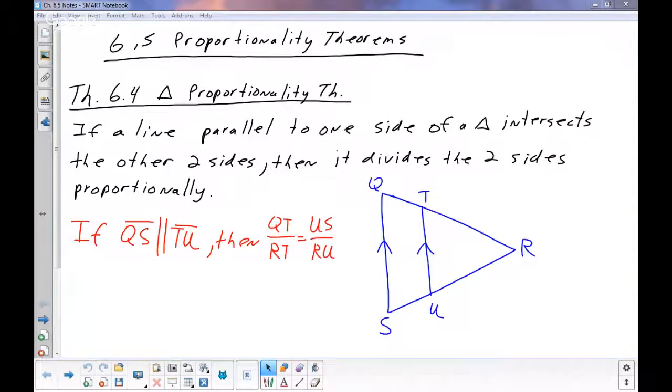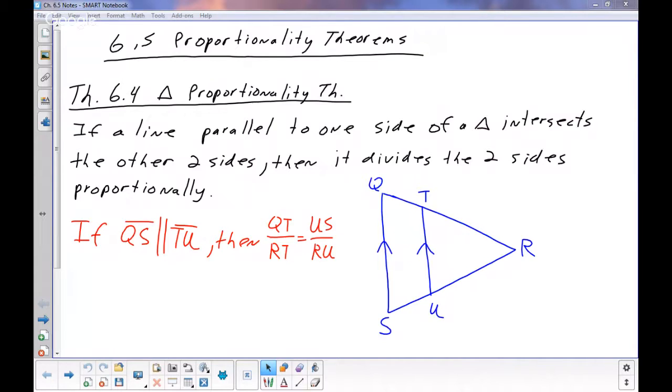We're going over 6.5 proportionality theorems, especially those in triangles. All right, so the first theorem we got is theorem 6.4. It's called the triangle proportionality theorem. And it states if a line parallel to one side of a triangle intersects the other two sides, then it divides the two sides proportionally. Basically means it cuts them in parts that, if you compare the ratio between them, will be the same.